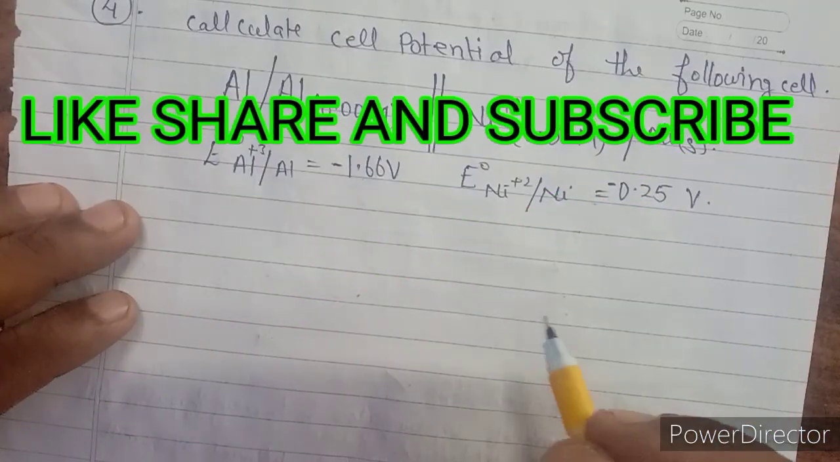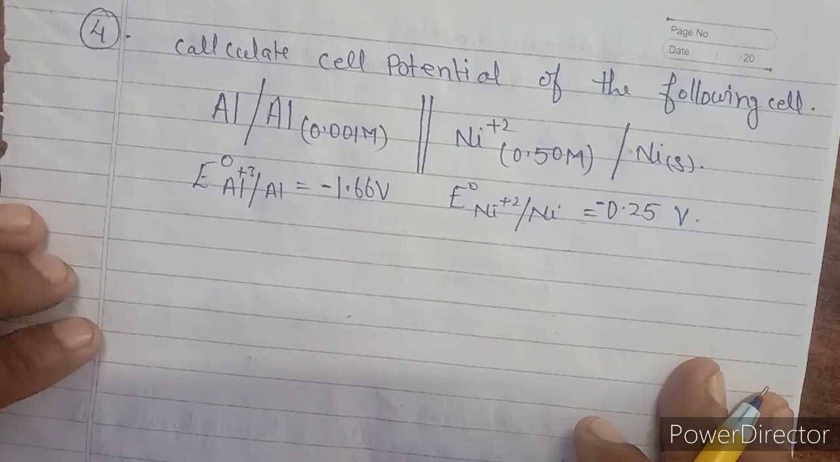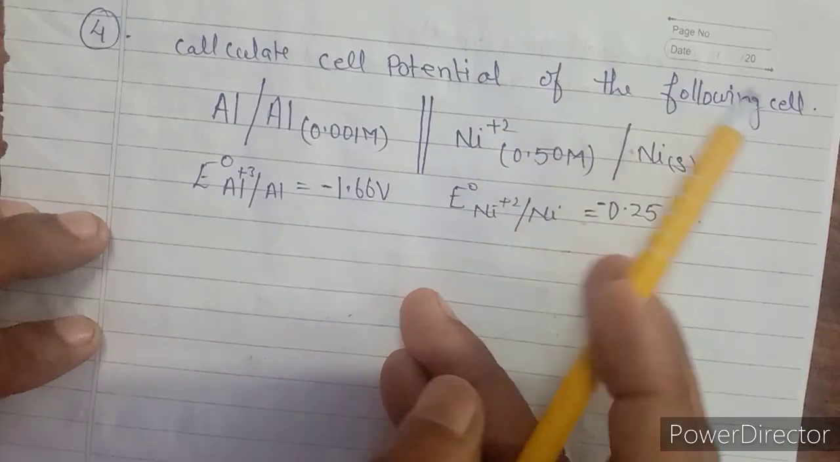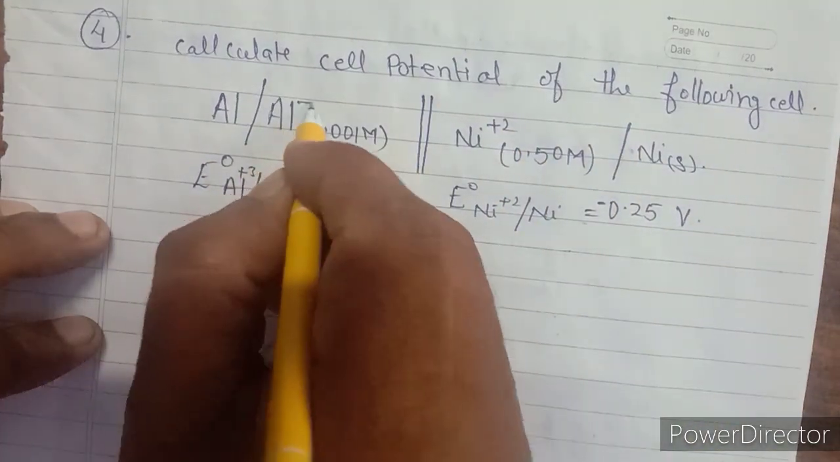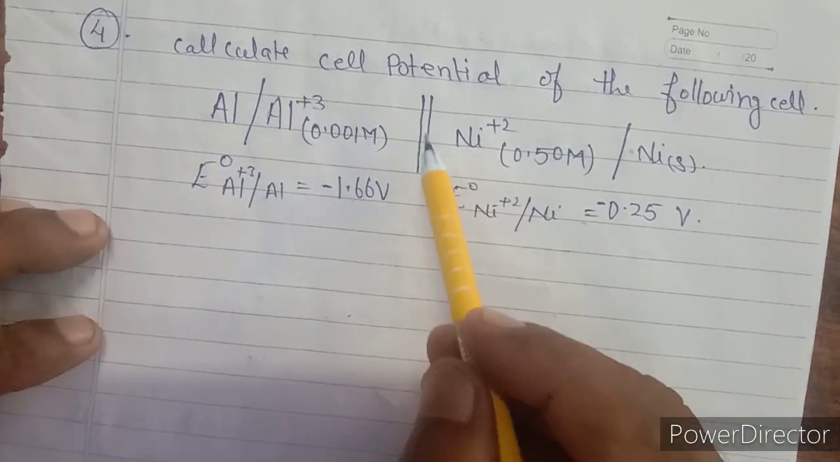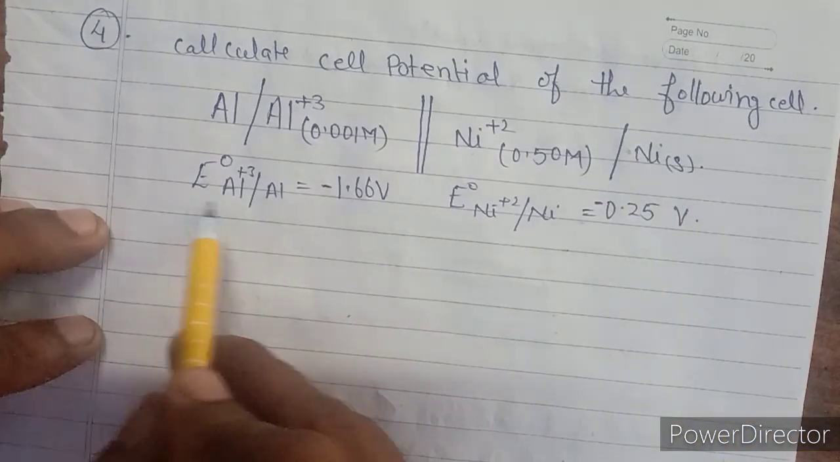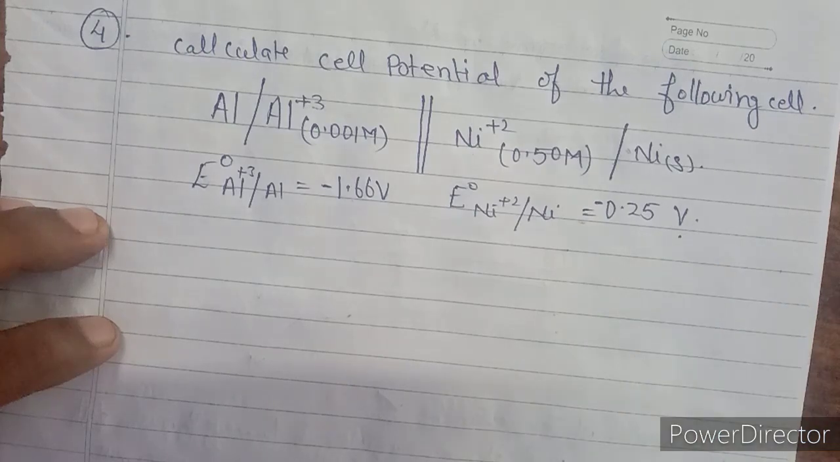This is the next question based on the Nernst equation. Calculate the cell potential of the following cell. Aluminium oblique aluminium plus 3, salt bridge, nickel plus 2 oblique nickel. Standard electrode potentials of these electrodes are given.